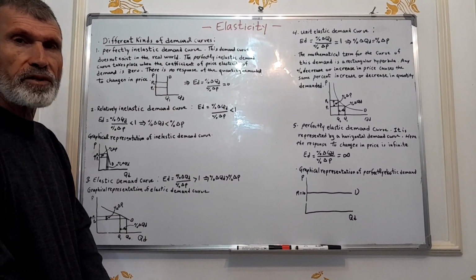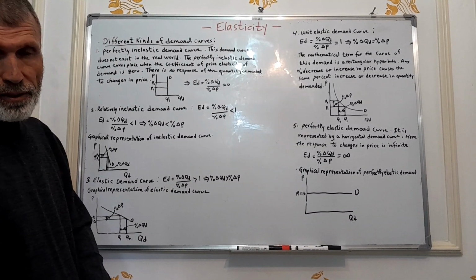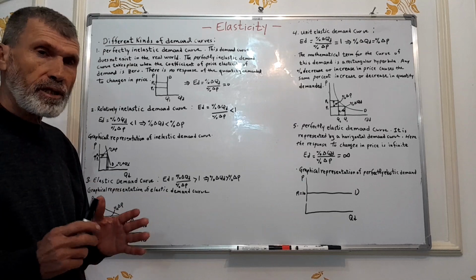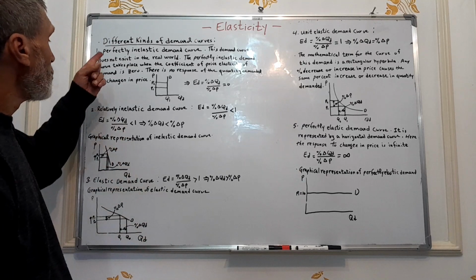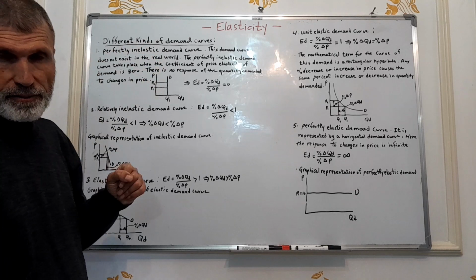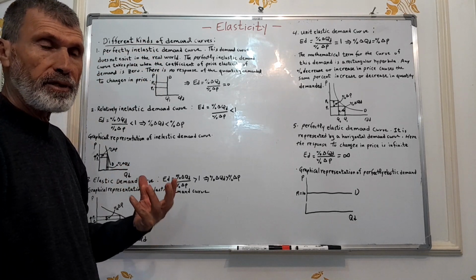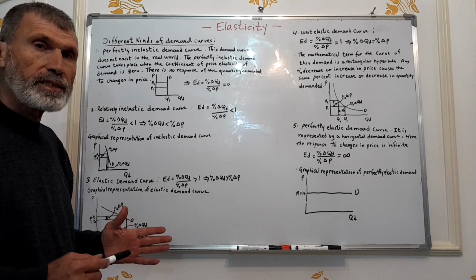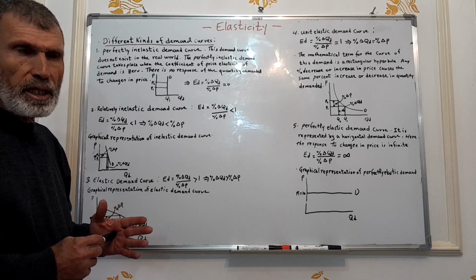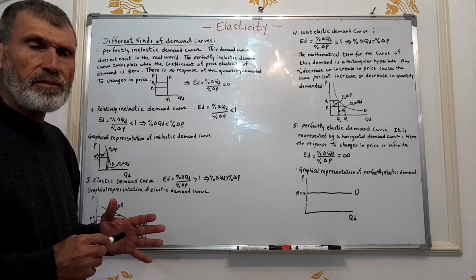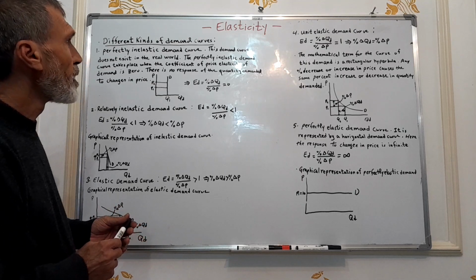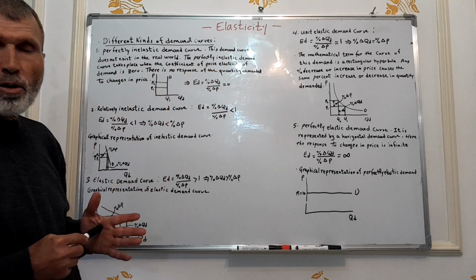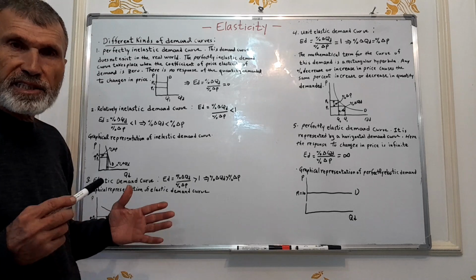Now we talk about different kinds of demand curves. Here we're going to explain different kinds of demand curves. Of course, we're going to start with the perfectly inelastic demand curve. A perfectly inelastic demand curve means that the price elasticity of demand is zero. In the real world, this kind of demand curve does not exist. So the perfectly inelastic demand curve takes place when the coefficient of the price elasticity of demand is zero.